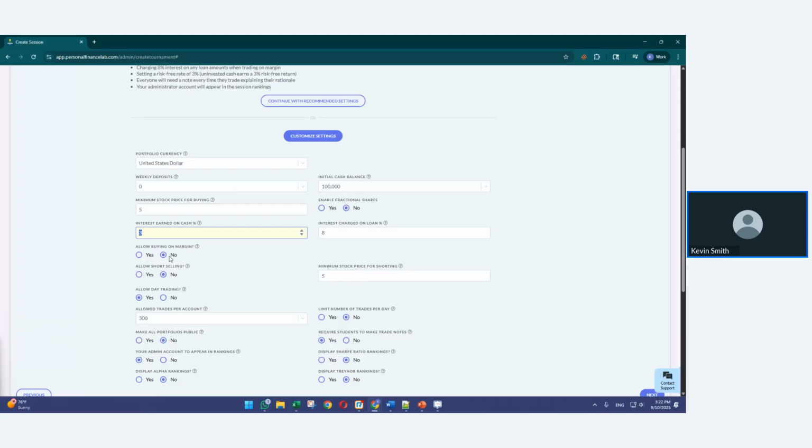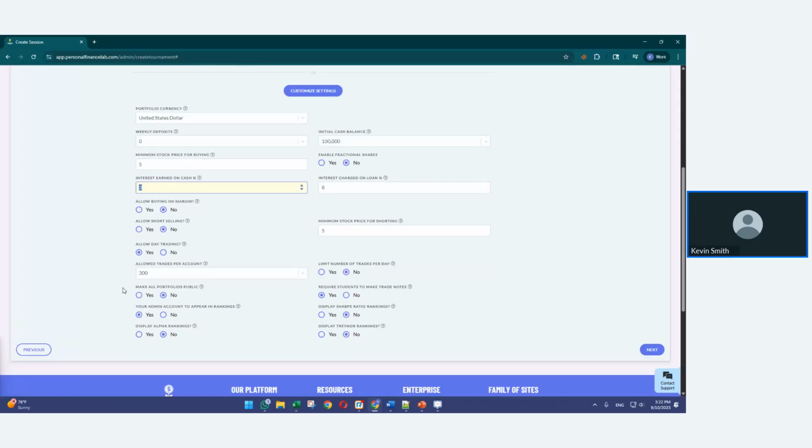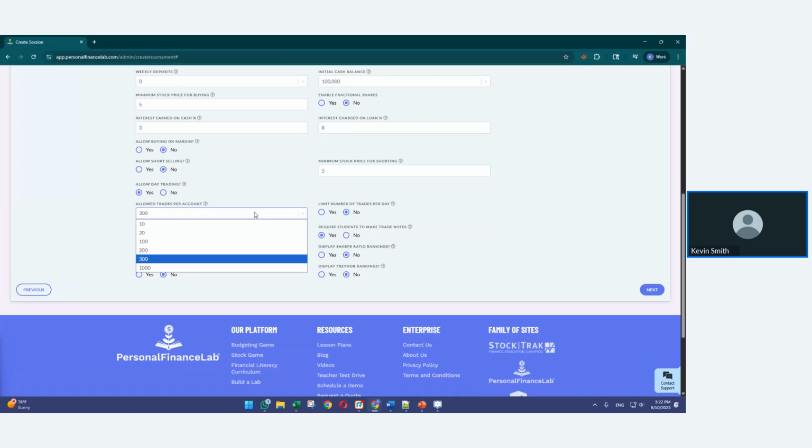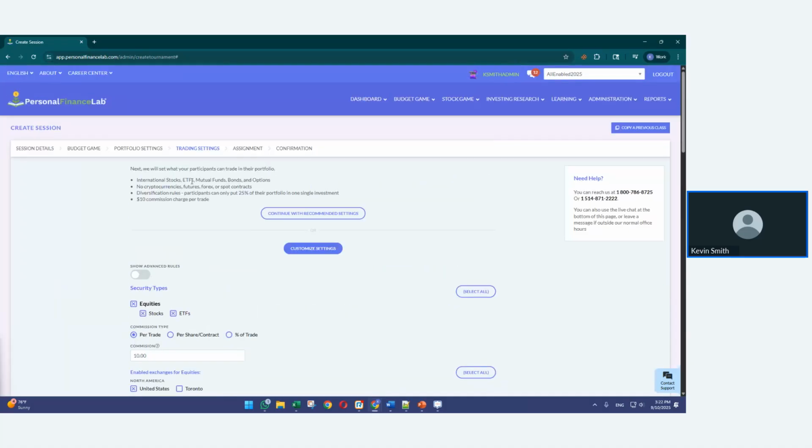Can they borrow money? Can they short sell? Can they day trade? How many trades can students make on their account? How many trades can they make in a day? Can students see each other's portfolios or just you? Do you want your teacher account to appear in the rankings? Some teachers want to drop out. I recommend it because the students really find that engaging. Some different types of rankings for more advanced classes.